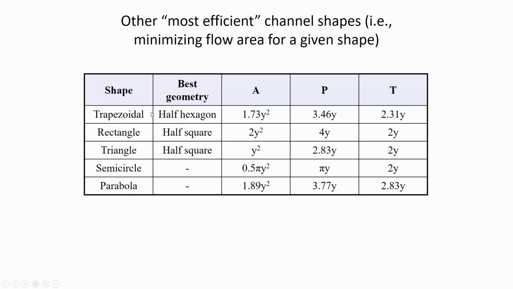So we've talked about the trapezoidal best shape. The most hydraulically efficient rectangular channel is one that's a half square. The most hydraulically efficient triangle is also a half square, but it's turned on its edge, so it would look like a half square like this. So the triangular, we wouldn't see the top at all. All right.